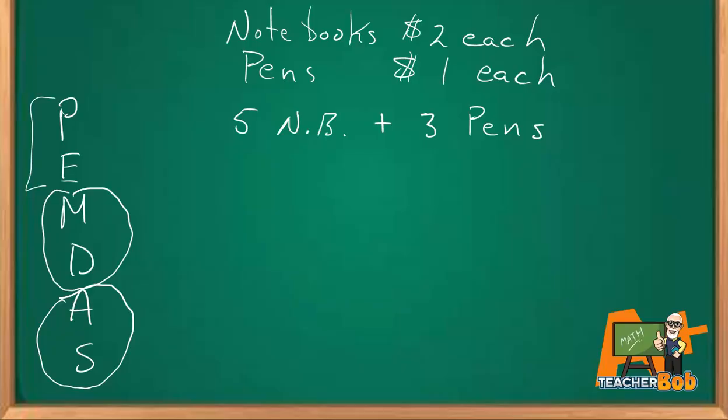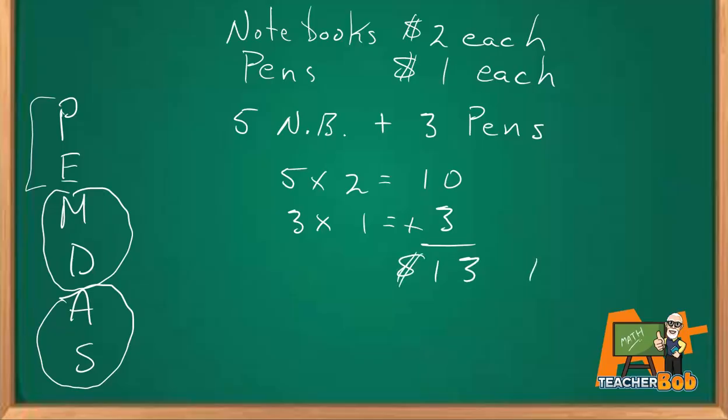Well, we've got 5 notebooks, and each of them are $2 each, so 5 times 2 is 10, and 3 pens at $1 each, $3. Okay, the 2 amounts, we're just going to add them together. 10 plus 3 is equal to $13 total.